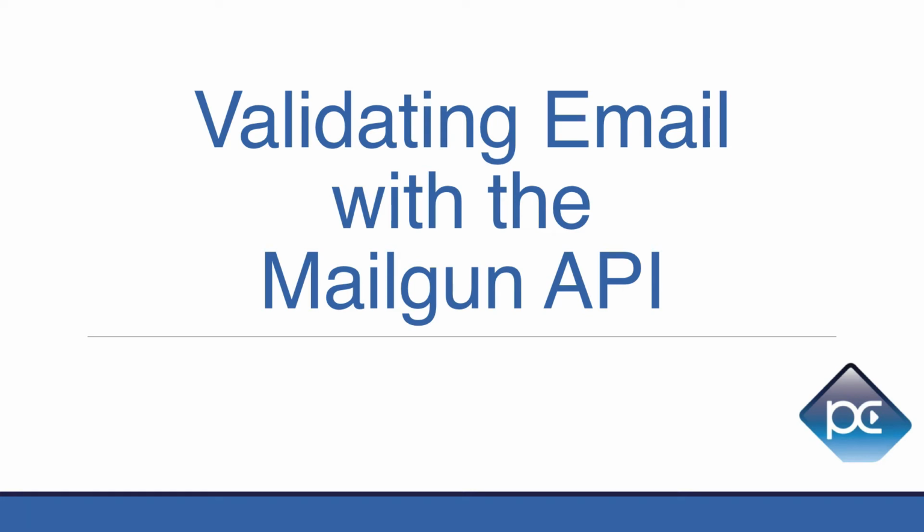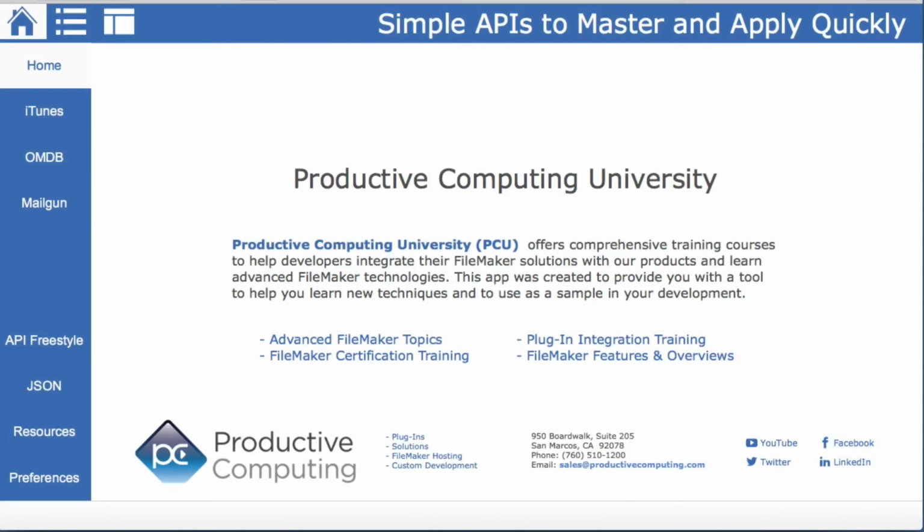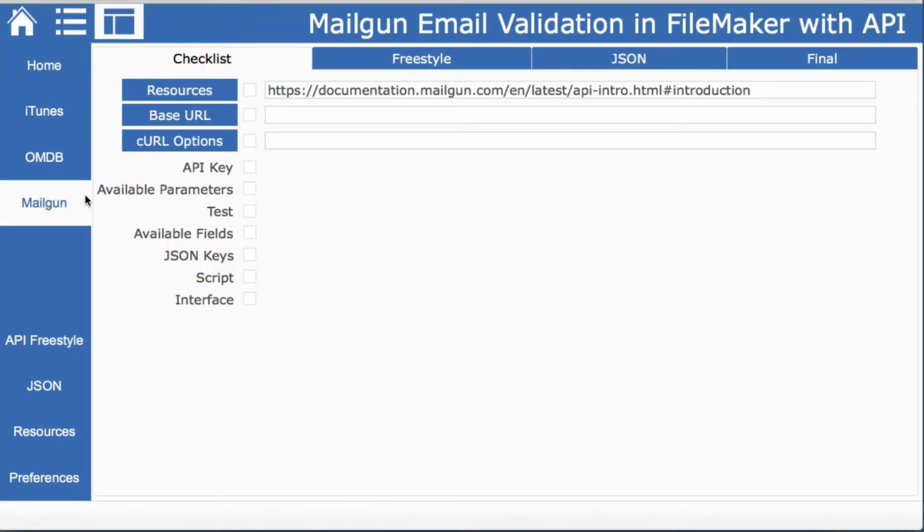In this video, we'll show you how to validate email in your FileMaker solution with the Mailgun API. We'll be using the sample app that we use in some of our other courses at Productive Computing University. And this is also showing the iTunes and OMDB if you want to check out those videos we put on YouTube. We are going to look at Mailgun.